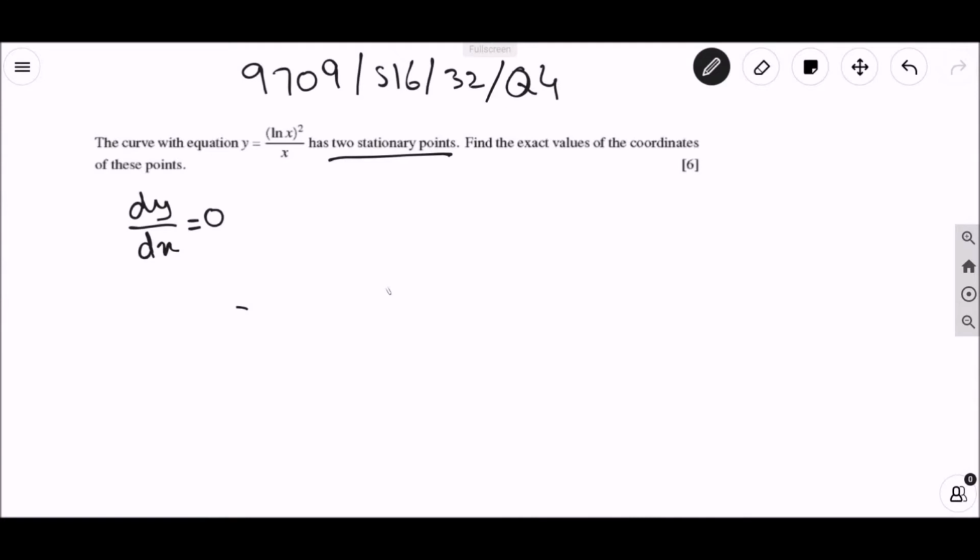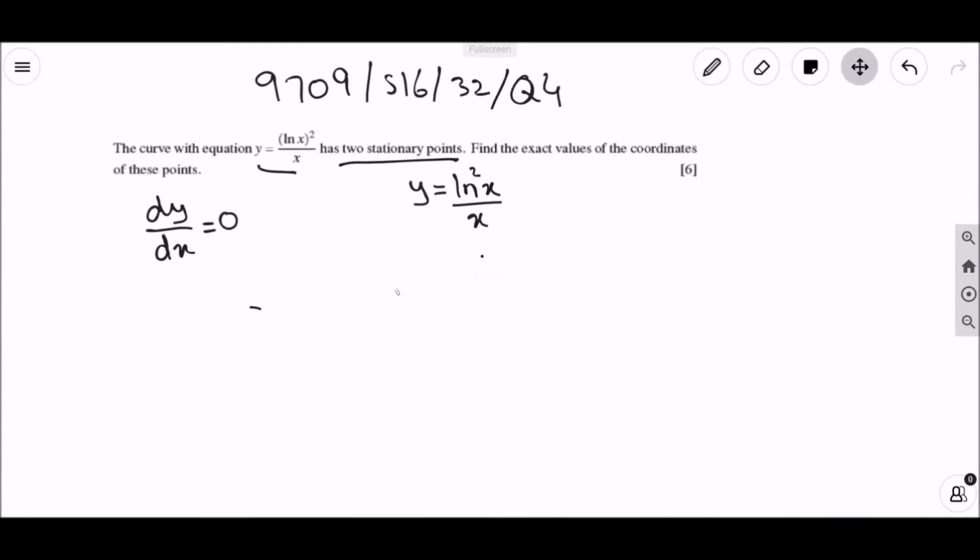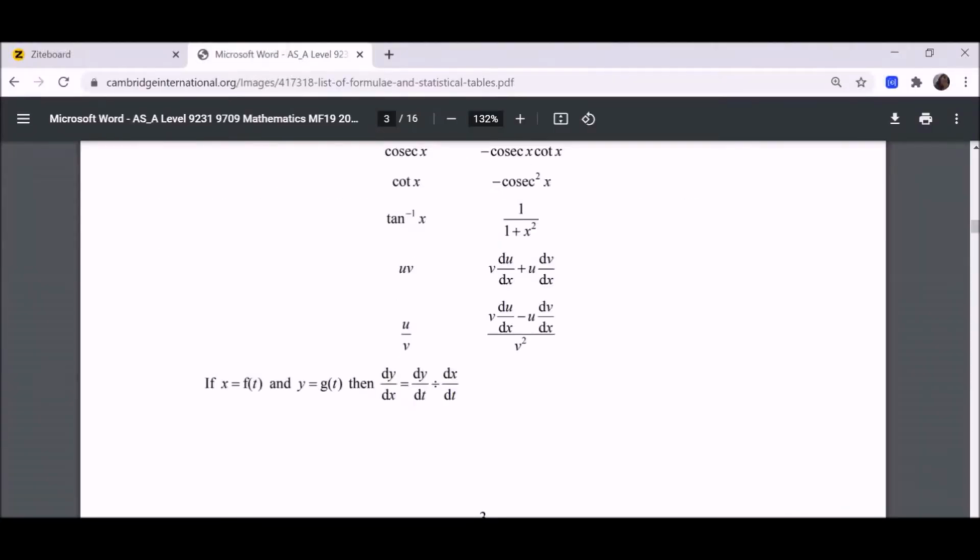So now we have to find the derivative of the equation given. I'm going to write the equation which is given. Okay, so this is the same thing as the equation given. I'm going to represent the numerator with u and the denominator with v. The formula for finding the derivative of this is given in the formula sheet. Here, as you can see, the u over v formula is given.